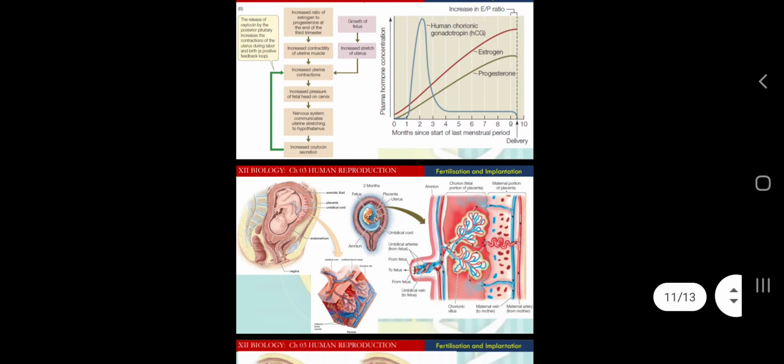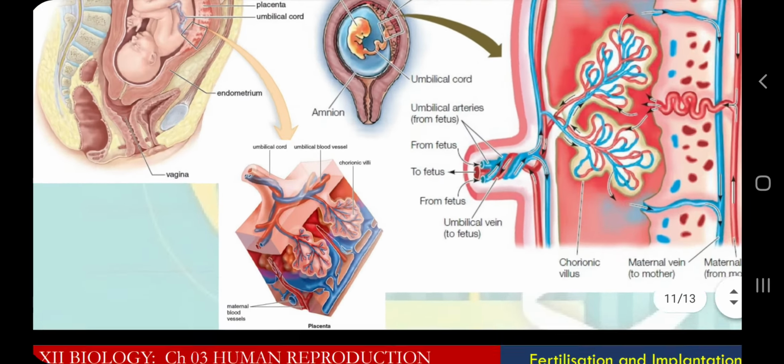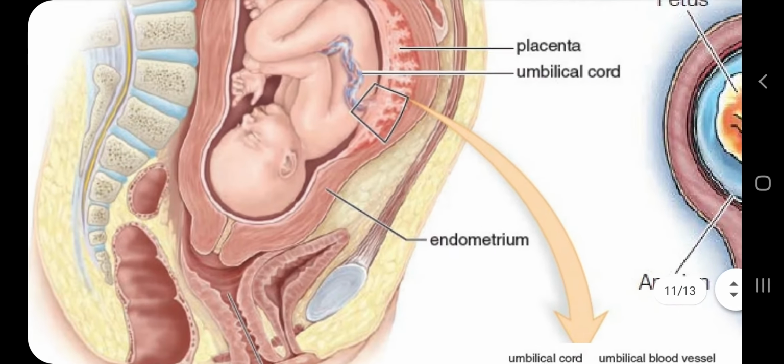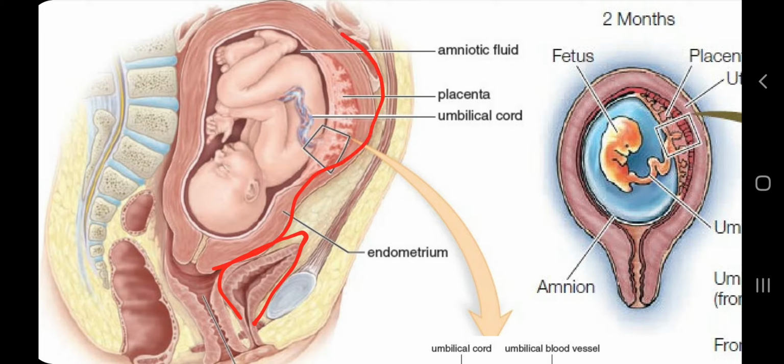Again, let's discuss some role of hormones. Before discussing hormones, I will show you again this image of the developed embryo in the uterus. You can see here it is the urinary bladder. This is the uterus, how enlarged it has become.